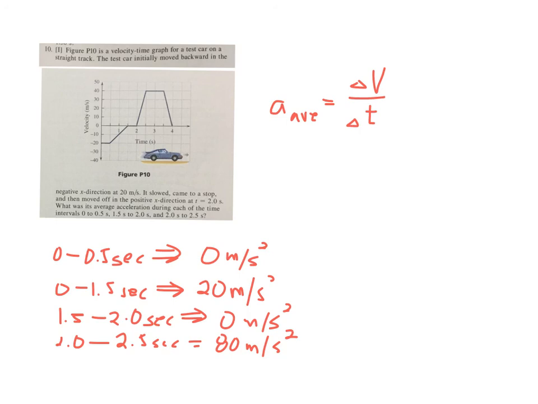That's basically almost impossible for a car, because that's like 8 times what gravity does. But that'd be positive. And then 0 acceleration for 2.5 to 3.5, and then negative 80 meters per second squared from 3.5 to 4 seconds.